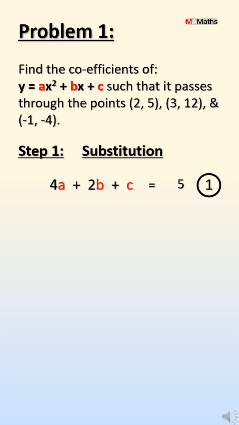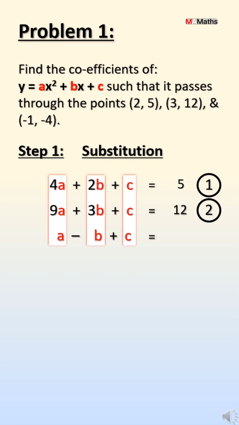Let's substitute the second coordinate into the equation. X is 3, y is 12. Ax squared becomes 9a plus bx, which is 3b, plus c is equal to y, which is 12. So we have 9a plus 3b plus c equals 12. Let's call that equation 2. Now substitute the last coordinate into the equation. So when x is minus 1, y is minus 4. That gives us a minus b plus c is equal to minus 4. Let's call that equation 3.